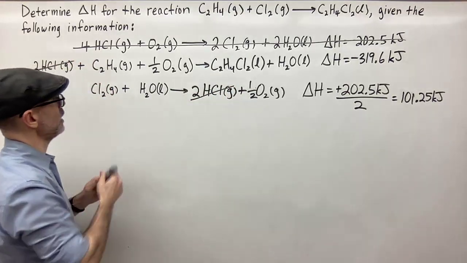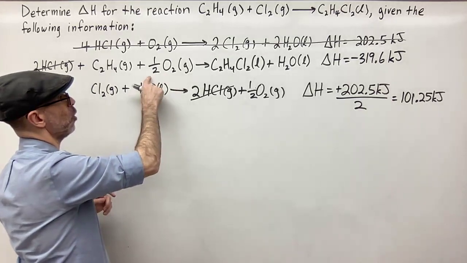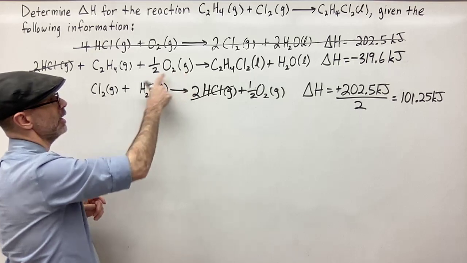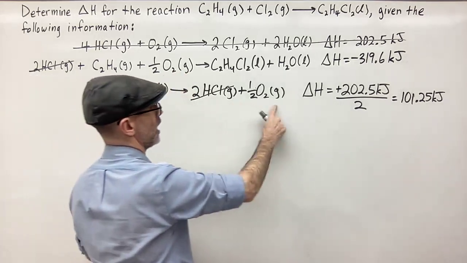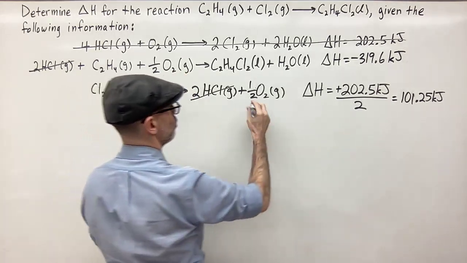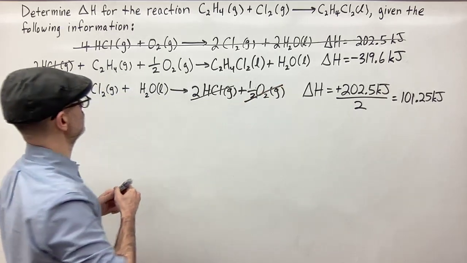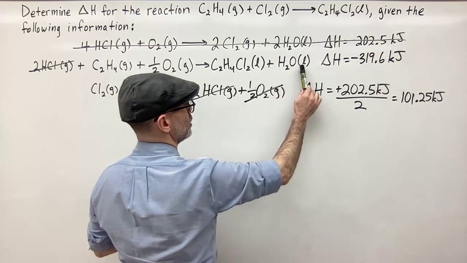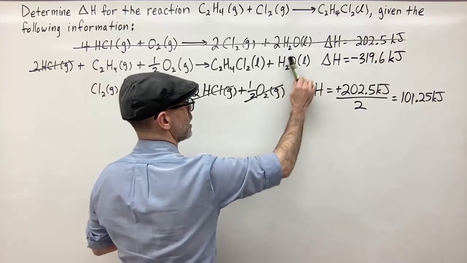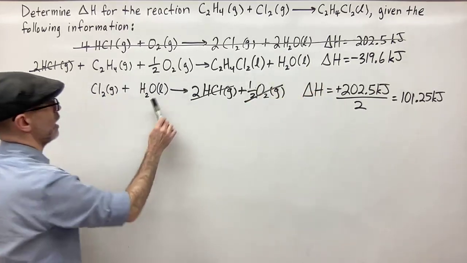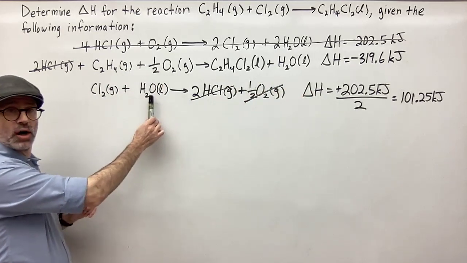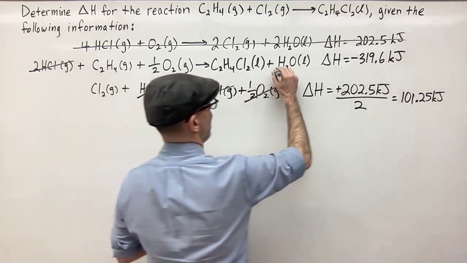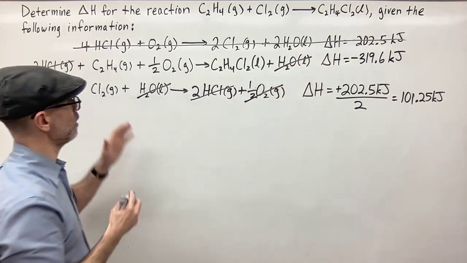Okay. And notice here I have 1/2 O2 gas here as a reactant, and I have 1/2 O2 gas here as a product, so I can get rid of that. And then here I have 1 mole of water liquid as a product, and over here I have 1 mole of water as a liquid, so I can get rid of that. And that's it. So I got rid of everything.